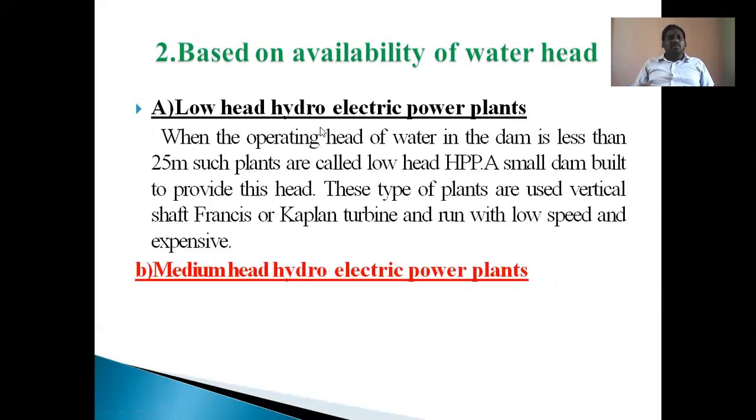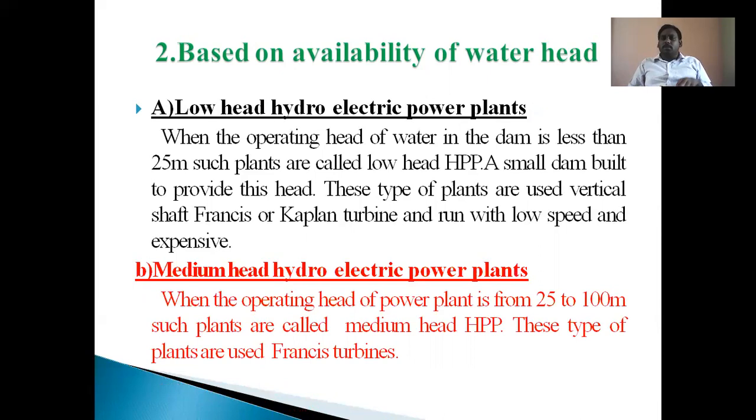The next one is medium head hydroelectric power plants. Medium head means when the height of water in the dam is between 25 meters and 100 meters, such power plants are called medium head power plants.